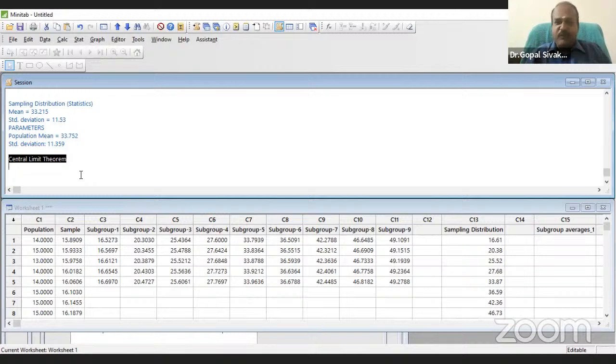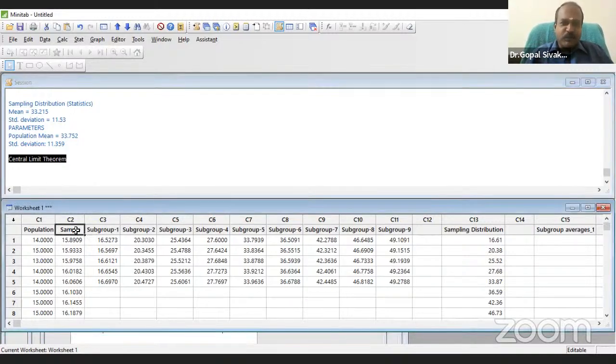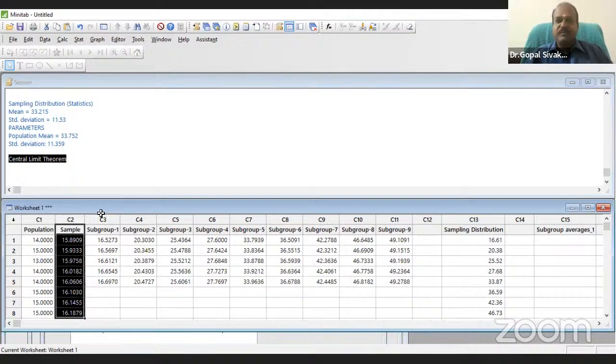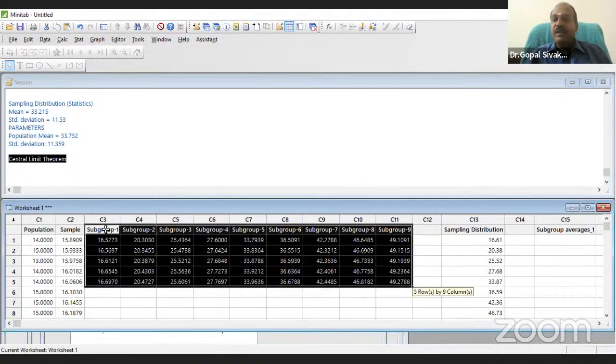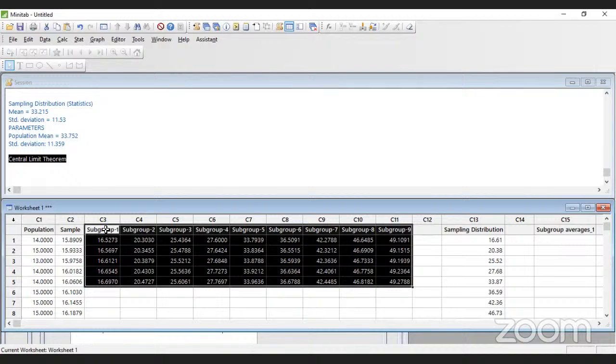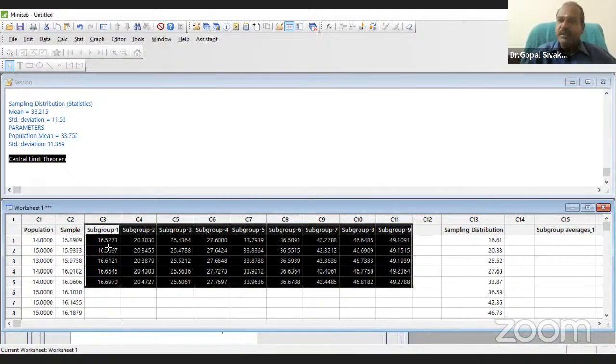What is the central limit theorem? When you want to collect the data, don't collect data like column number 2. Work like a professional. You know your population is spreading from 16 to 49. The worst thing can also happen, the best thing can also happen. So you took samples from all regions of the population.